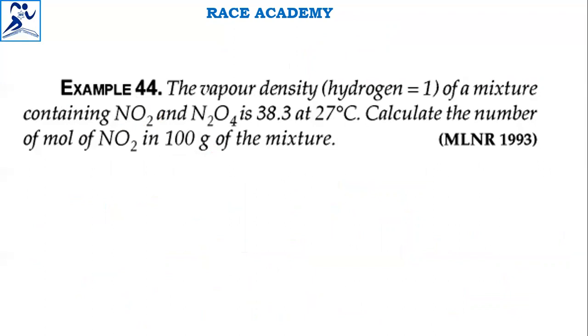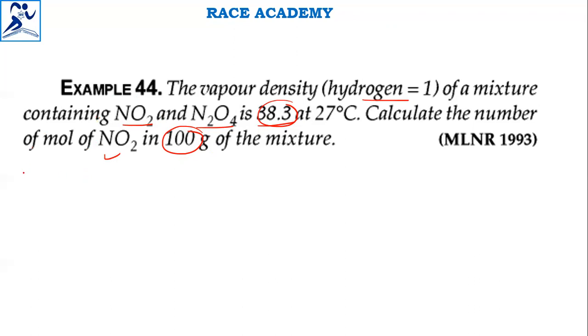The vapor density of a mixture containing NO2 and N2O4, relative to hydrogen, is 38.3 at 27 degrees Celsius. Calculate the number of moles of NO2 in 100 grams of mixture. Here the mixture mass is given, and also the vapor density of the mixture is given. You have to calculate the number of moles of only NO2 in the mixture. So it is a little complicated, but we will check it out.